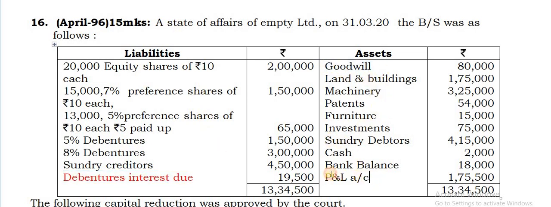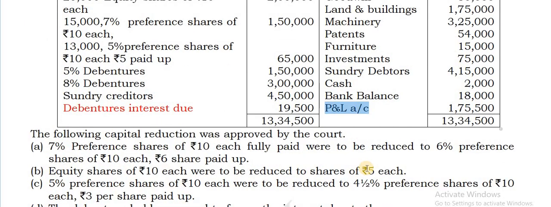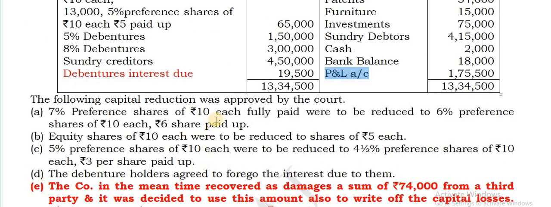Goodwill, profit and loss account. These two should be compulsorily written off. Then other things we shall see in the adjustments. The following capital reduction was approved by the court. 7% preference shares of rupees 10 each, fully paid, were to be reduced to 6% preference shares of rupees 10 each, rupees 6 per share, paid up.